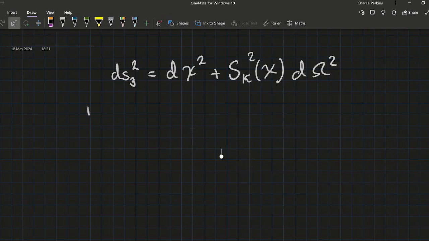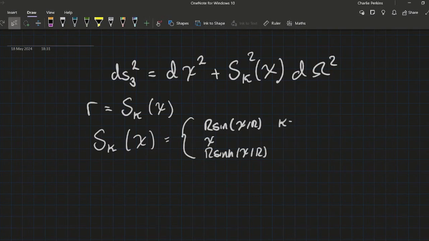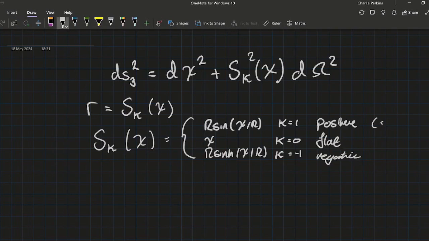The coordinate transformation we wish to perform is to swap r and the functions s_kappa of chi. In this case, we know that the functions s_kappa of chi are given by three individual functions: R sine chi over R, chi, and R sinh chi over R, for kappa equals 1, kappa equals 0, and kappa equals -1 respectively, which correspond to positive, flat, and negative curvature, which can be thought of as spherical, flat, and hyperbolic. Here, big R represents the radius of curvature of the space.